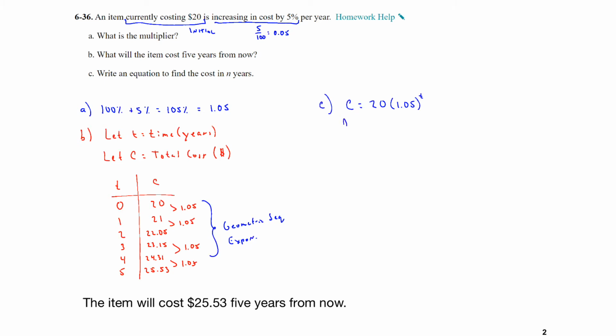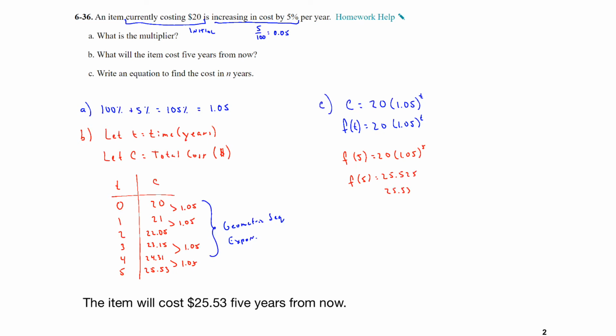You could also write it as a function. So if you wanted to do f of t is equal to 20 times 1.05 raised to the t, that would be fine as well. Either one of those would work. Now, if you think back to question B, if we would have used this, and we said, what is f of 5? And we plug this into our calculator, because I want to show you the difference here. If we take 20 times 1.05 raised to the 5th power, you actually get 25.525, which will still round to 25.53.